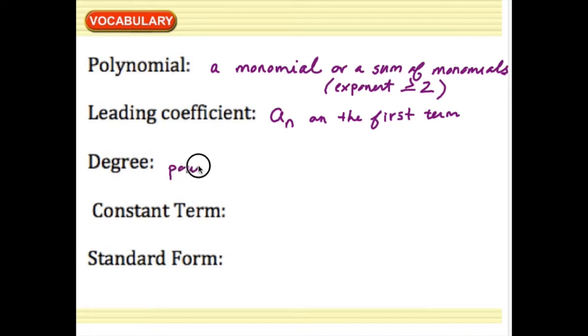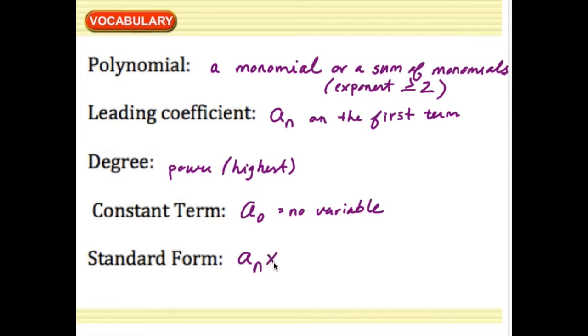So we usually say it's the first term if it's in standard form. The degree, again, is the power, and it's the highest power in that equation. The constant term is when there's no variable attached, right? So it's not a coefficient, it's just a whole number.